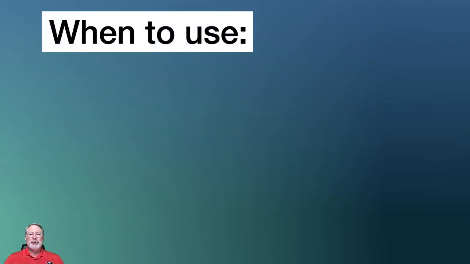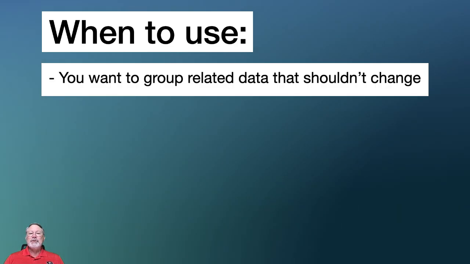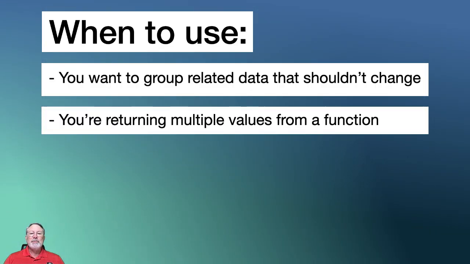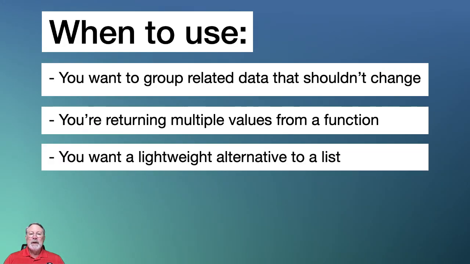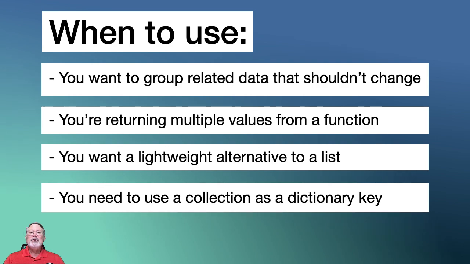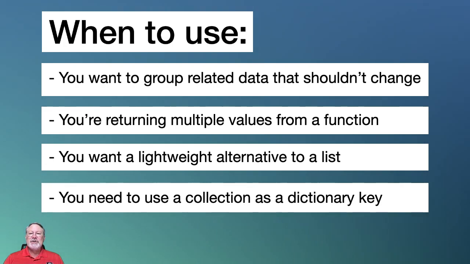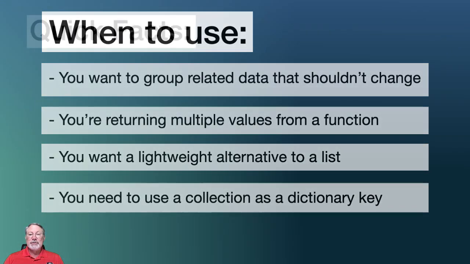You should use tuples when you want to group related data that shouldn't change, you're returning multiple values from a function, you want a lightweight alternative to a list, and you need to use a collection as a dictionary key. Tuples are perfect for fixed collections of values, like coordinates, RGB colors, or database records.